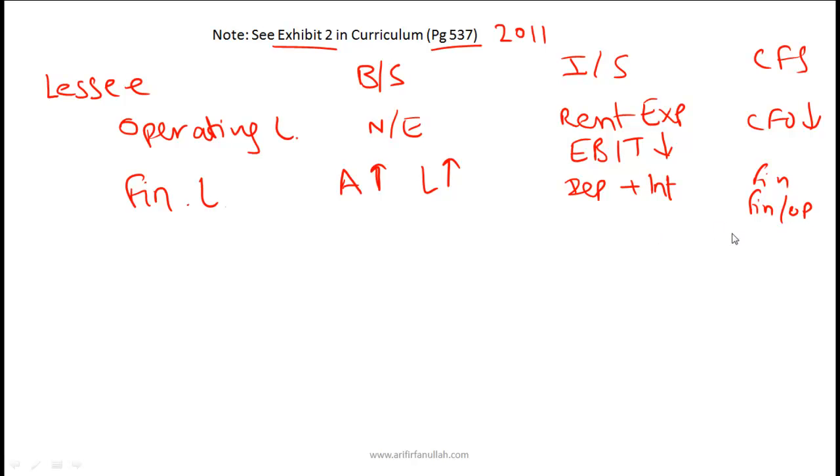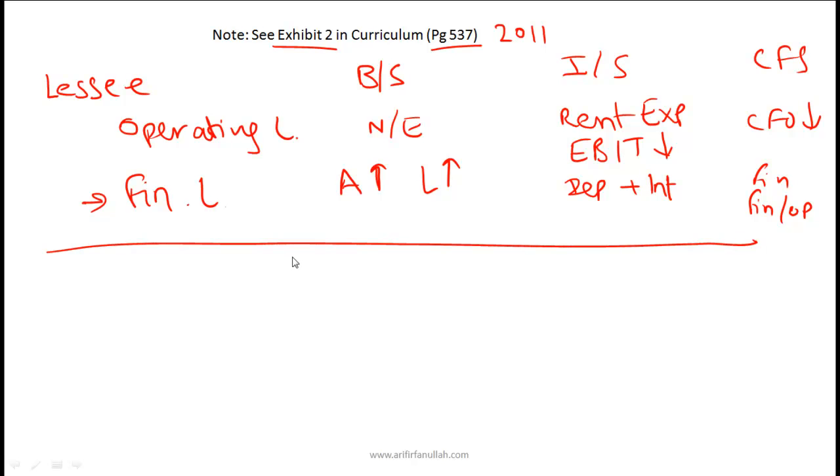So this is stated very nicely in Exhibit 2, as I mentioned earlier. This is the treatment from a lessee perspective. And another quick point is that in distinguishing between operating and finance lease, essentially if the lessee is using the asset for most of its life, or the present value of the payments is close to the value of the asset, then we treat this as a finance lease. There are a couple of other reasons, but we have already been through those in detail.